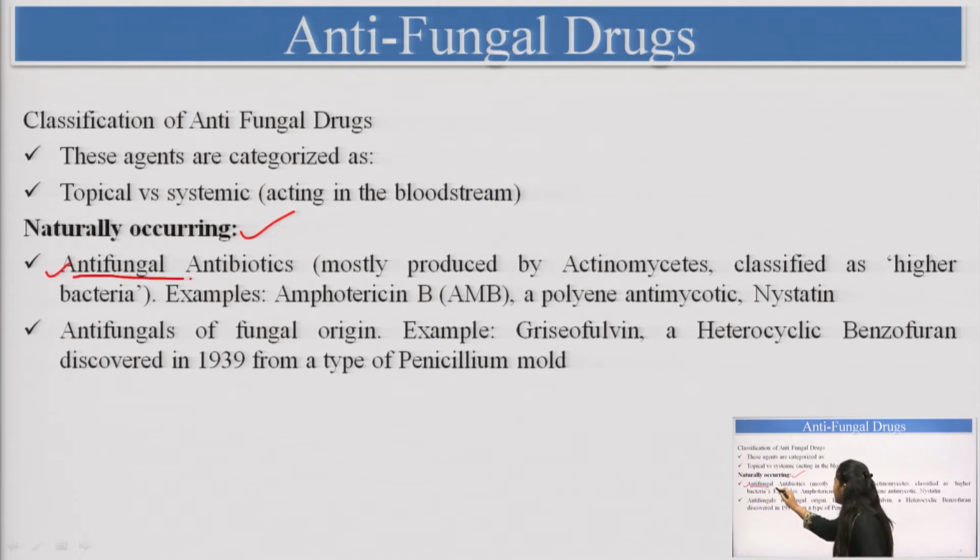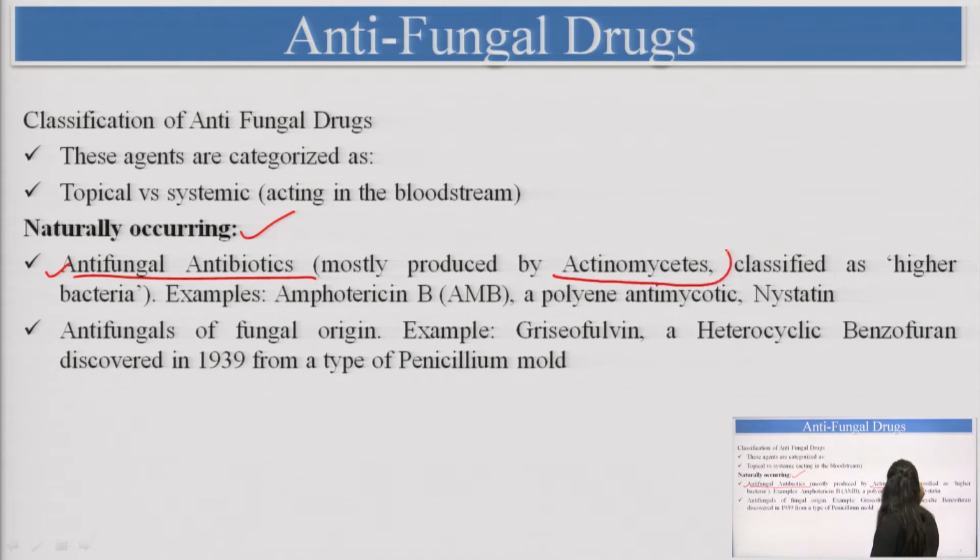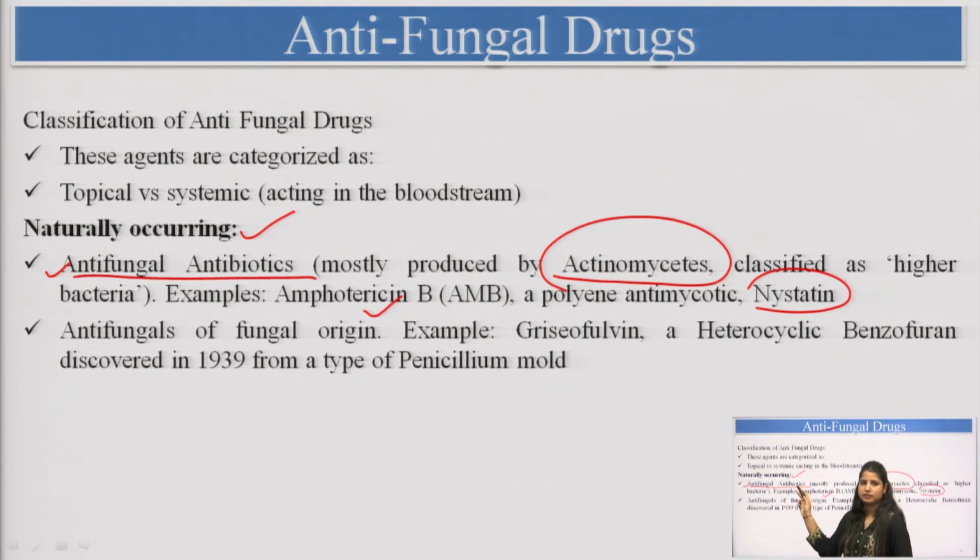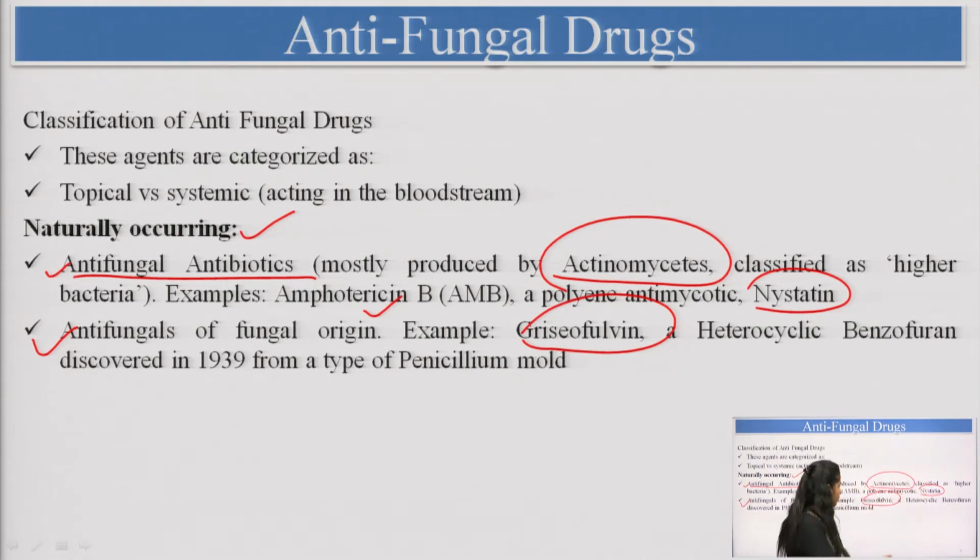So, antifungal antibiotics are drugs which we obtain from some bacteria like actinomycetes. What we are getting is Amphotericin B, a polyene antimycotic, or Nystatin. These two drugs are obtained from actinomycetes, under the antifungal antibiotics. Then there are some antifungals obtained from fungi. This is one of the ironies here, we are obtaining some antifungals from fungi. The antifungal of fungal origin is Griseofulvin, which we obtain from the Penicillium mold.